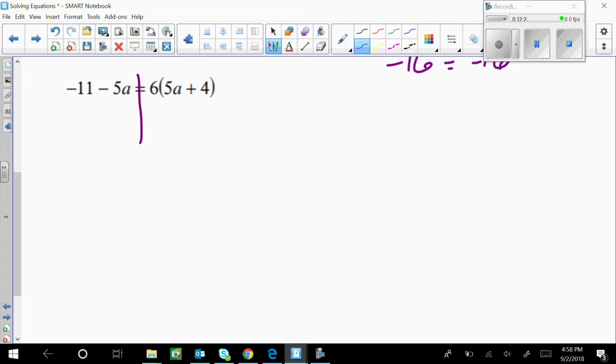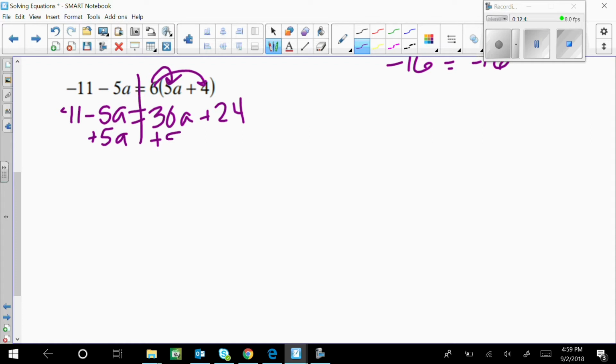I have distribute, so I'm going to just bring down my negative 11 minus 5a because I'm not doing anything to that side. 6 times 5 is 30a. 6 times 4 is 24. I need to get this 5a to the right. You can move the 30 to the left if you want. I'm going to add 5a to both sides.